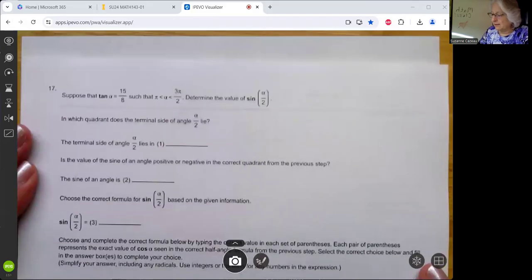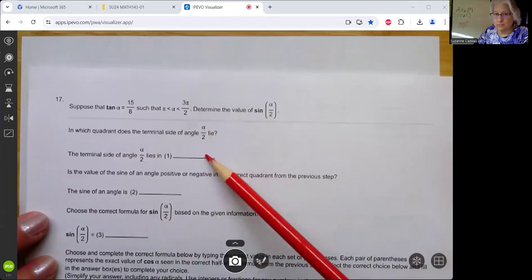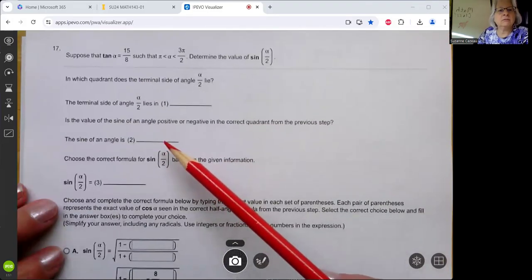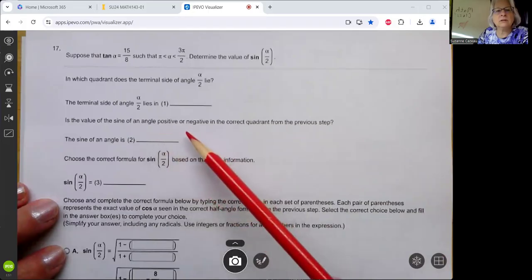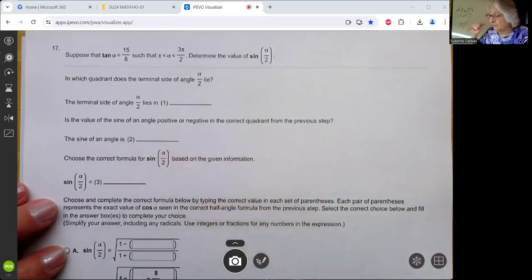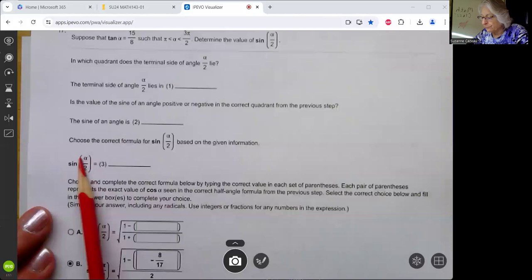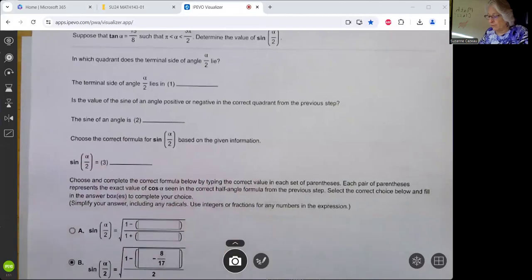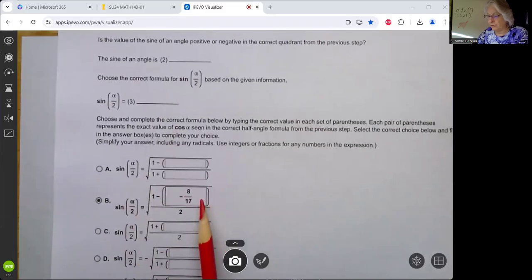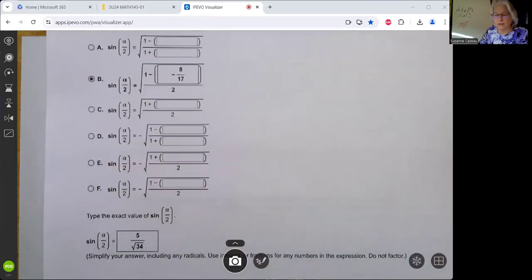And this is what it looks like. Alpha over 2 is in quadrant 2, and sine is positive in quadrant 2, which is what we wanted. Then we got the right formula, and you have to make sure that you're clicking in the right one when you're typing that in.